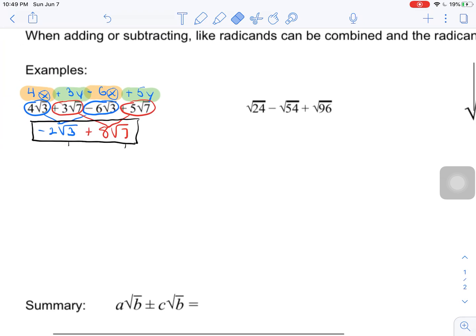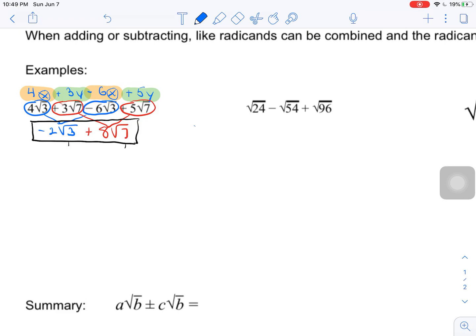Now, there is one thing to be aware of. When you're adding or subtracting, always simplify first, because you might have something you can combine and just not realize you can combine it, because you won't see it until you simplify it. An example of that is this second problem that we've got here. We've got the square root of 24 minus the square root of 54 plus the square root of 96. Well, each of those can be simplified.